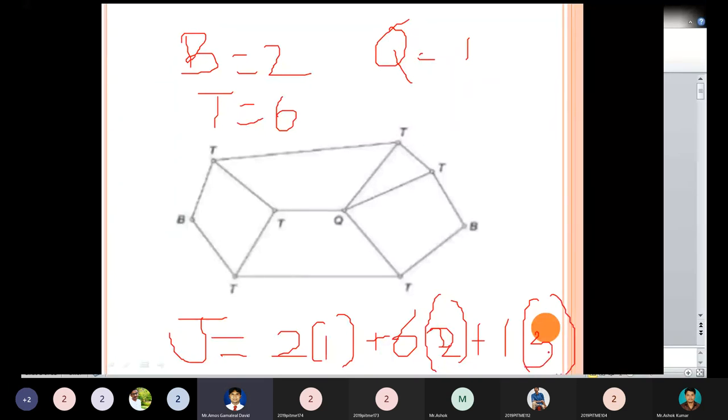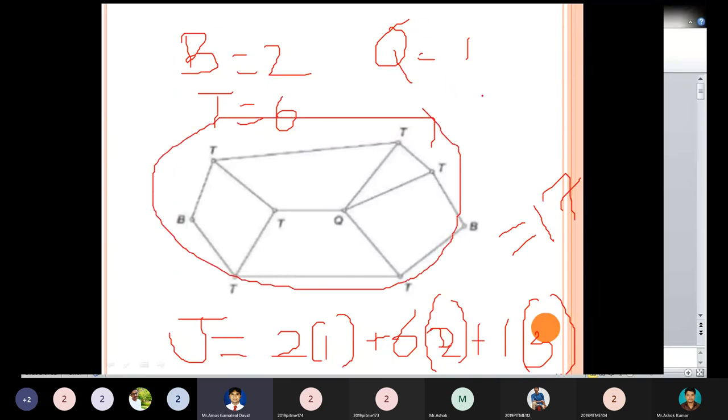How much does it come to? 2 into 1 plus 6 into 2 plus 1 into 3. Can someone tell me the answer? 17. 6 into 2 is 12, 12 plus 2 is 14, 14 plus 3 is 17. Very good. So my joint value in this particular mechanism is 17.